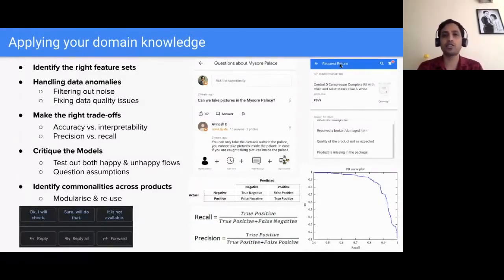Just to give an example, there's a screenshot here. If you look at it, there's a Q&A page from Google Maps, right? Where someone is asking, can we take pictures in Mysore Palace? Is it allowed? Is it not allowed, right? Now, let's say Google Maps has built this feature. Their PM's objective would be to optimize the answer rate on this.